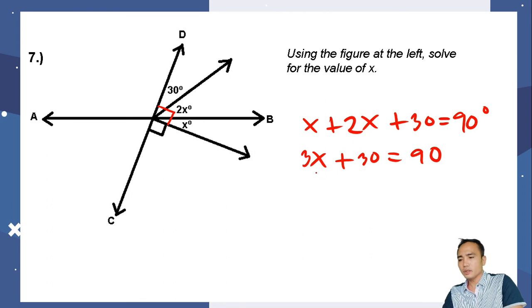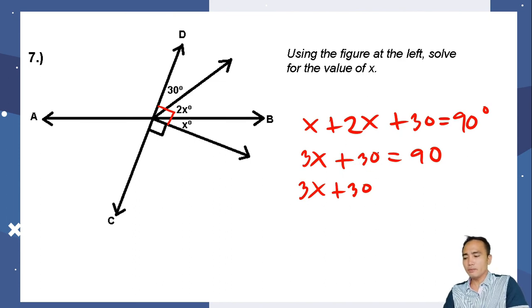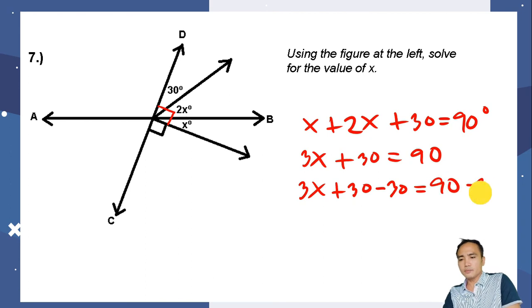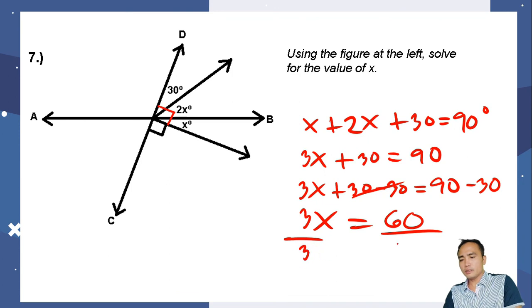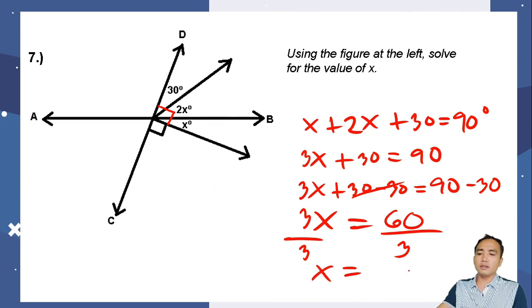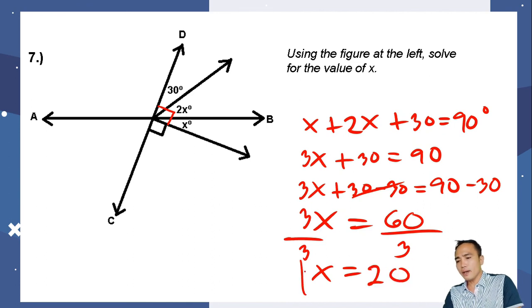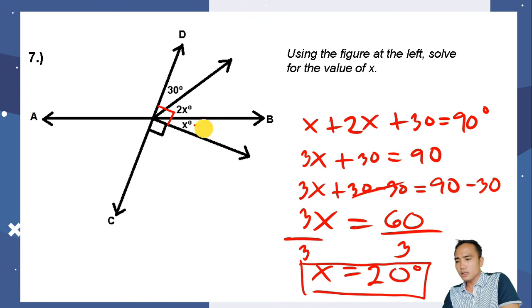Okay, so we're going to eliminate 30 on this side of the equation. To eliminate 30 on this side of the equation, we're going to find its additive inverse. So that is minus 30. So minus 30 on both sides. Okay, so 3x, this is 0 or cancels out, equals 90 minus 30 is equal to 60. And remove 3 from x, that is by dividing 3 on both sides. Okay, 3 divided by 3 is 1, 1x or just x, and 60 divided by 3 is equal to 20. Therefore, the value of x is 20 degrees. Okay, so the value of x here is equal to 20 degrees.